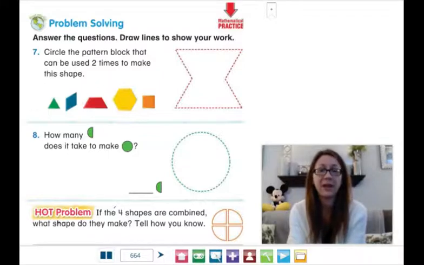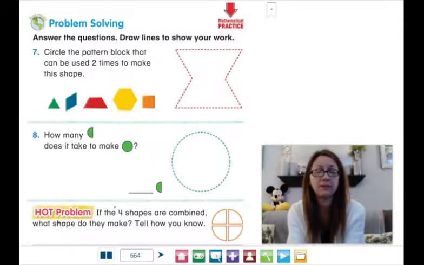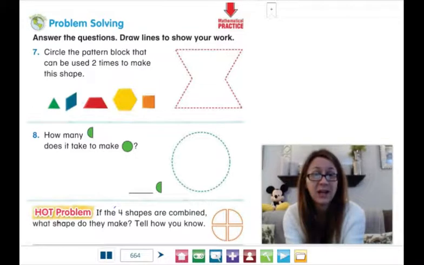So our directions are to answer the questions and to draw lines to show our work. So here's number 7. Number 7 says, circle the pattern block that can be used 2 times to make this shape. So in other words, we're going to use the same shape for this one twice. So here are our choices. We have a triangle, parallelogram, a trapezoid, a hexagon, and a square. If we look at this shape, there is only one shape that is going to fit here, and that is our trapezoid.